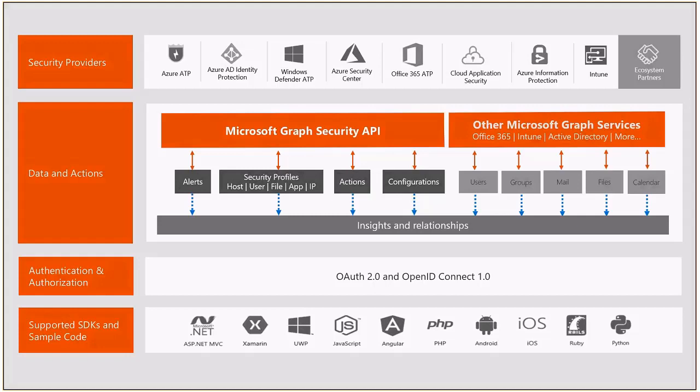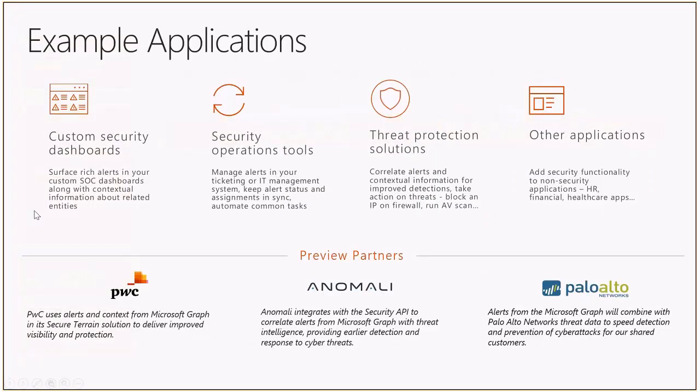And all of this will be accessible through the same rich developer ecosystem of the Microsoft Graph, spanning multiple SDKs and code samples. So what can you do with the Security API? First, you can integrate alerts into custom Security Operations Center dashboards, along with other contextual information about those related entities, which I talked about a moment ago, to really enrich the tool set that enterprise SOC operators or analysts are using on a day-to-day basis.